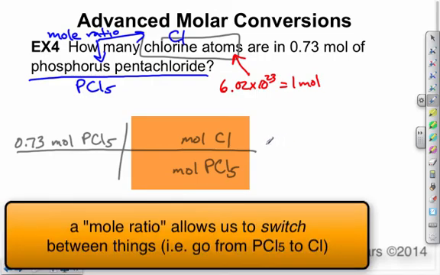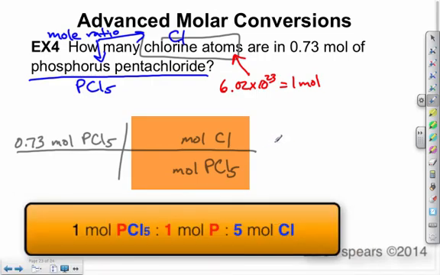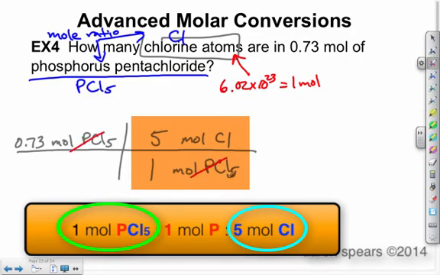The way you fill this out is to understand that the subscripts in a chemical formula give you the ratio of atoms in that compound. And so if I have 1 mole of phosphorus pentachloride, it's the same as having 5 moles of chlorine, because there are 5 chlorine atoms in 1 phosphorus pentachloride molecule. So moles of phosphorus pentachloride cancel out, and I'm left with moles of chlorine.